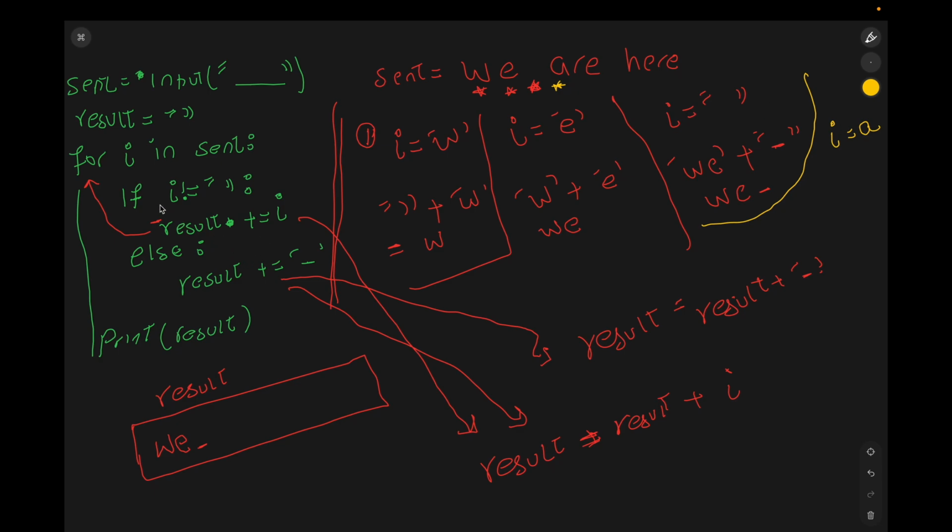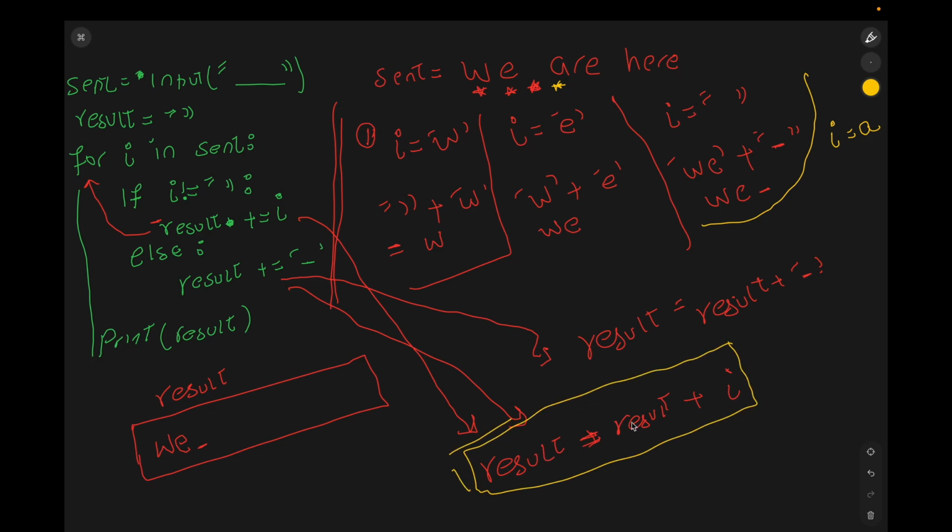And here you are coming: A not equal to space. अब बोल रहे हो A ना space के बराबर नहीं है. Condition true or false? True. And you are saying here result plus equal to I. So where you will go? To here. Result plus equal to I, right?